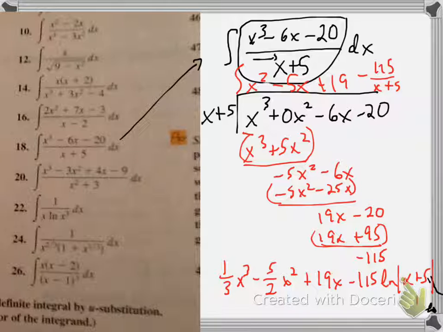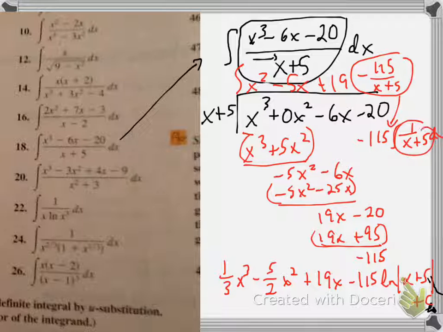Again, plus c. You're going to start to notice that anytime you have this, your shortcut is to factor out the negative 115, and you're going to have the natural log coming from that because it's u prime over u. u prime is 1, u is x plus 5. So the last term is your natural log.